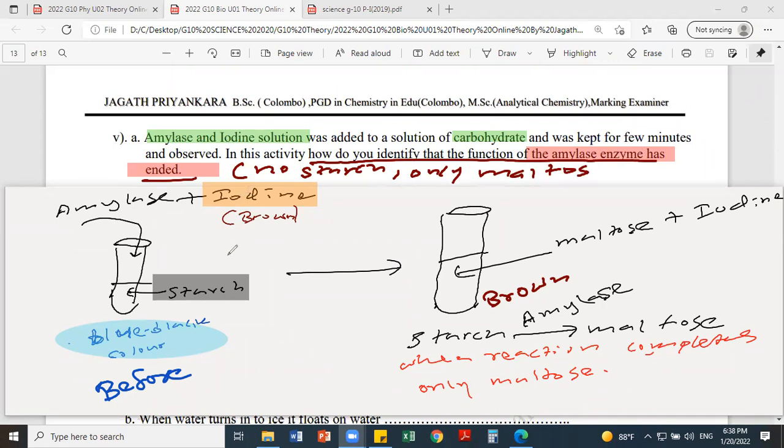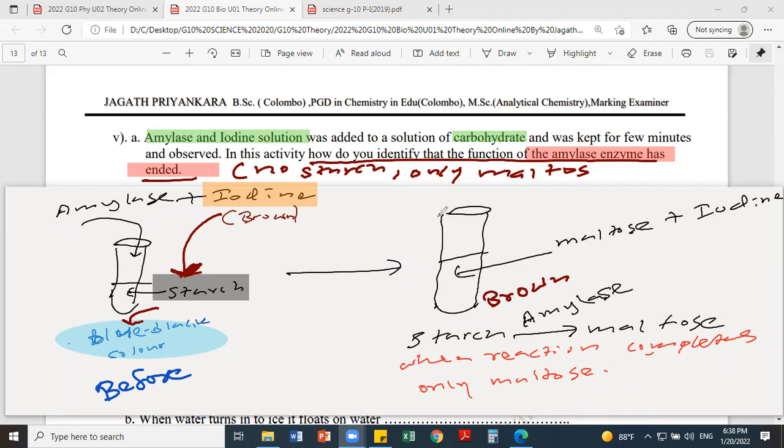Earlier, brown color turns into blue because of starch. Iodine acts on starch and gives the blue color, dark blue, black color. But after some time, what happened? No more starch. Why? Amylase enzyme converts starch into maltose. Then only the brown color will be left, the pure iodine. Original iodine is brown. So this is very, very important.